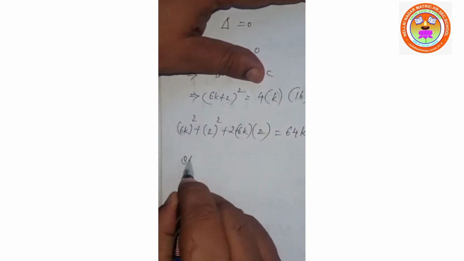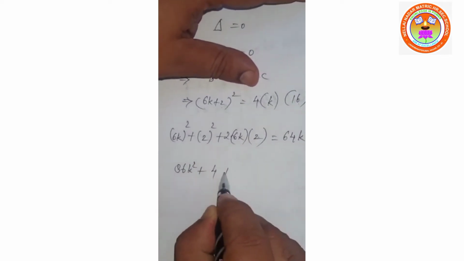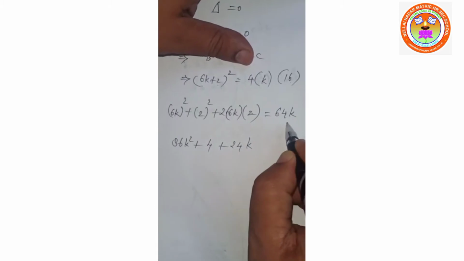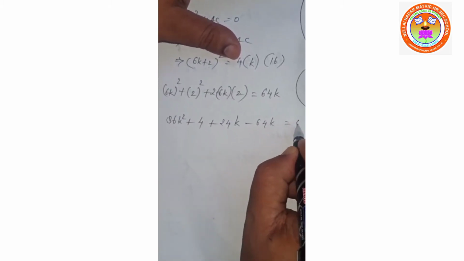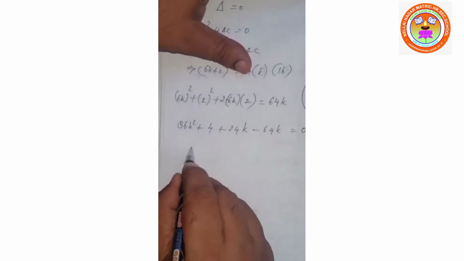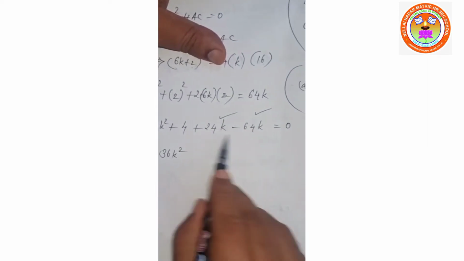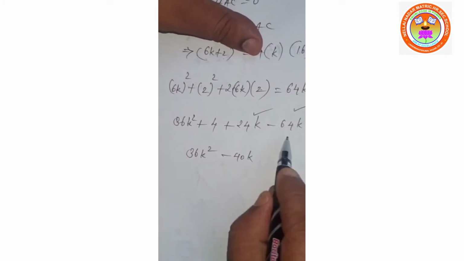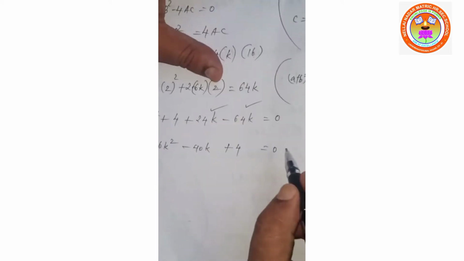We have to simplify. 6 square is 36 and k power 2 is k square. 2 square is 4. 2 sixes are 12, 12 twos are 24k. The 64k comes to the left hand side as minus 64k, nothing in the right hand side, you have to put 0. First write 36k square. So like terms, 24k minus 64k, that is equal to minus 40k, correct? Plus 4 is the constant at the last, that is equal to 0.